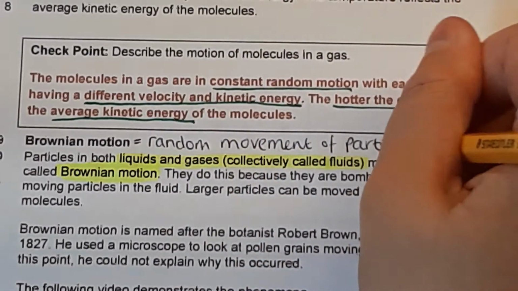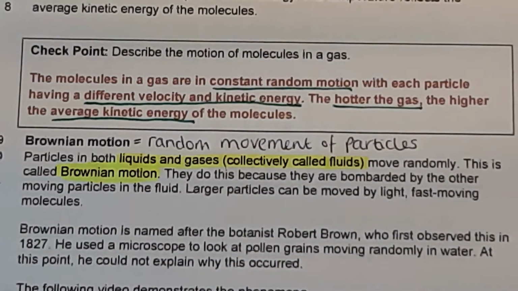Okay, so Brownian motion equals the random movement of particles. They do this because they are bombarded, that means repeatedly hit, by the other moving particles in the fluid. Larger particles can be moved by lighter, fast-moving particles. Brownian motion is named after the botanist Robert Brown, who first observed this phenomenon in 1872.